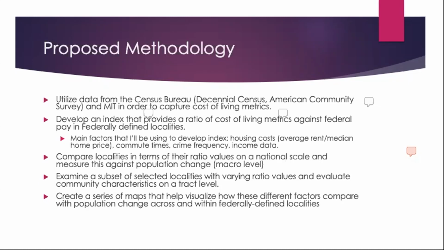After that, I want to examine a subset of selected localities that have different values and evaluate the community characteristics. So, what's different between a place that offers the best value versus the lowest value based on the metrics, and what specifically within these communities makes them that much different? And I want to create a series of maps to help visualize these different factors and compare them with population change across the federally defined localities.